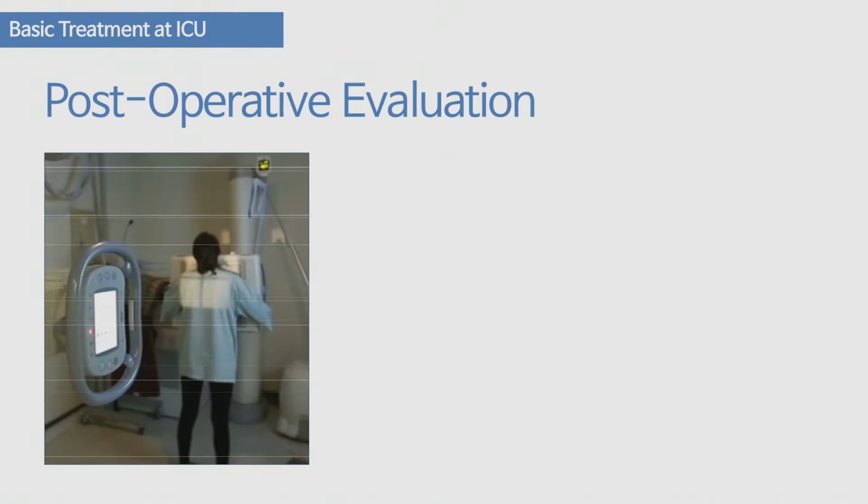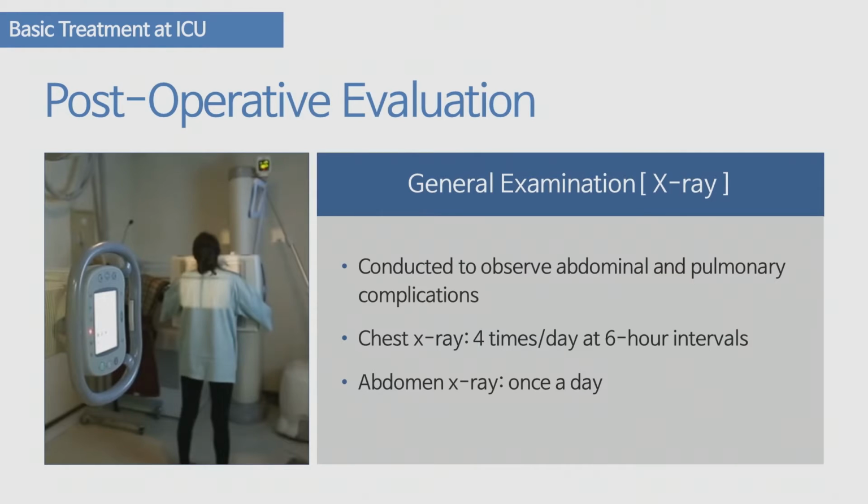X-ray examinations are conducted for close observation of pulmonary and abdominal complications, such as atelectasis and pneumonia. Generally, chest X-rays are taken 4 times a day at 6-hour intervals, while abdomen X-rays are taken once a day.